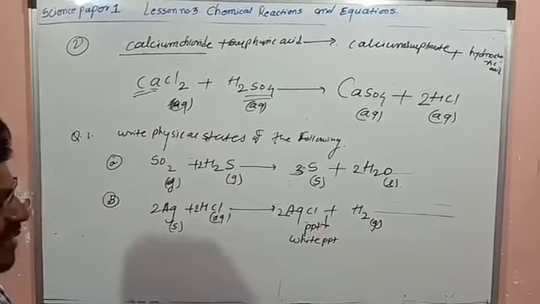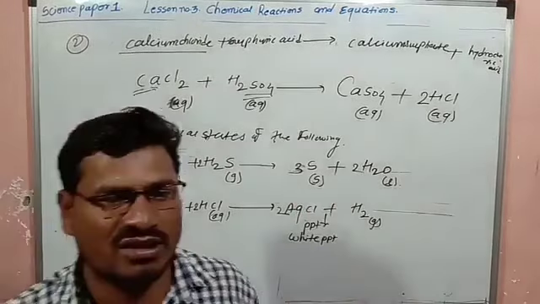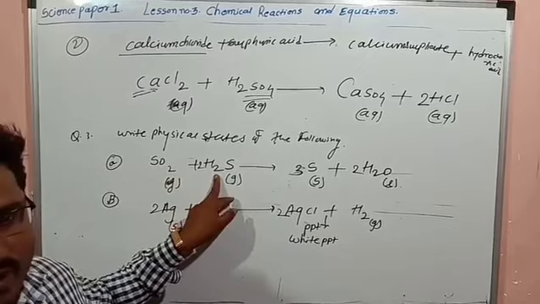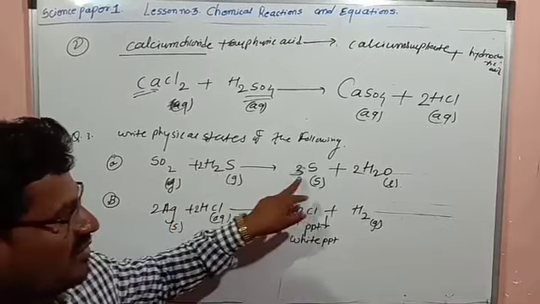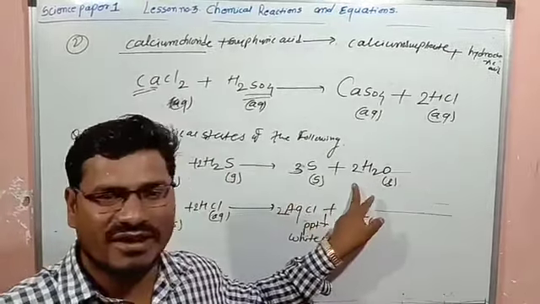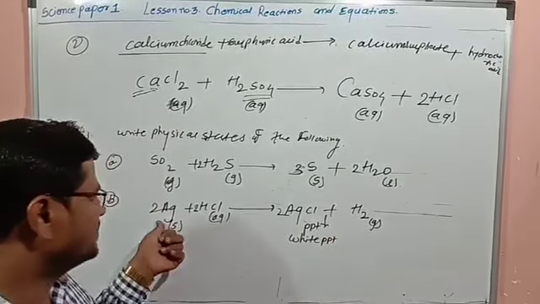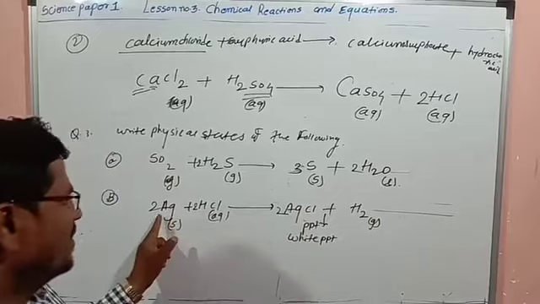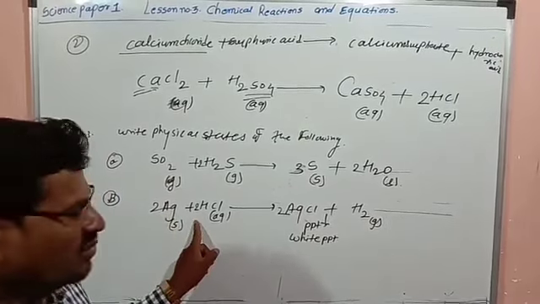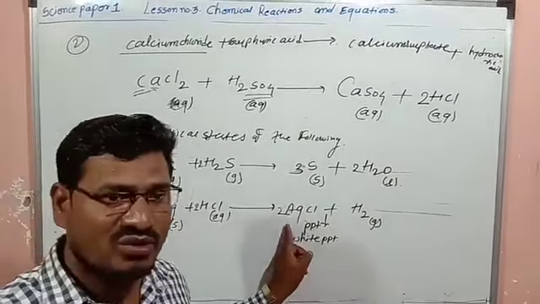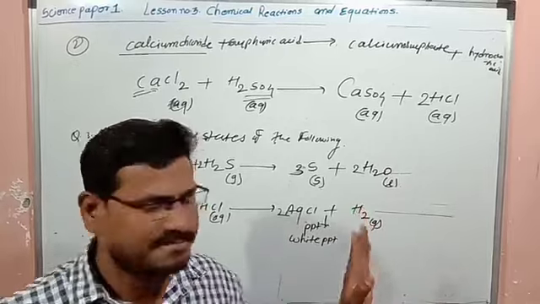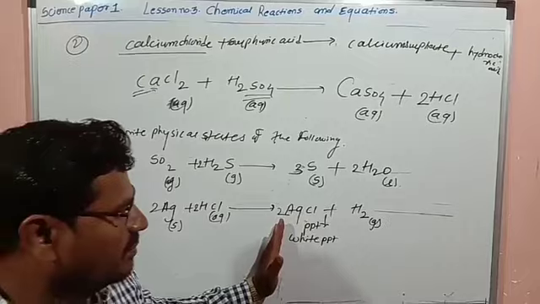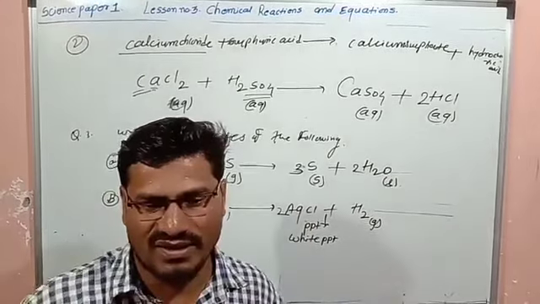An insoluble mass is a precipitate. So in this chemical reaction, the first one is SO2, sulfur dioxide, plus H2S, hydrogen sulfide, gives sulfur plus H2O. Here and here gaseous, solid and liquid. Here Ag, silver, plus HCl, hydrochloric acid, gives AgCl, silver chloride, plus H2 gas. So solid, then aqueous, precipitate is there, and gaseous state is there.